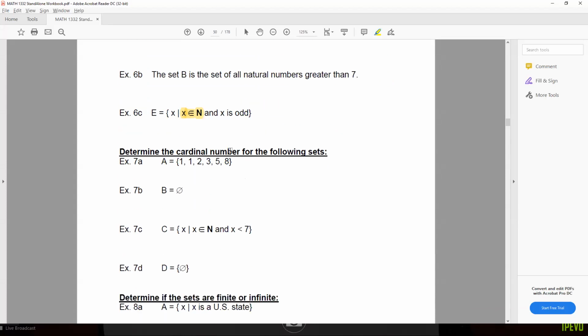Okay. Now cardinal number. What does cardinal number mean?